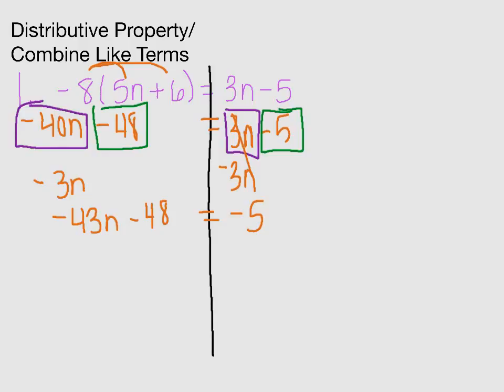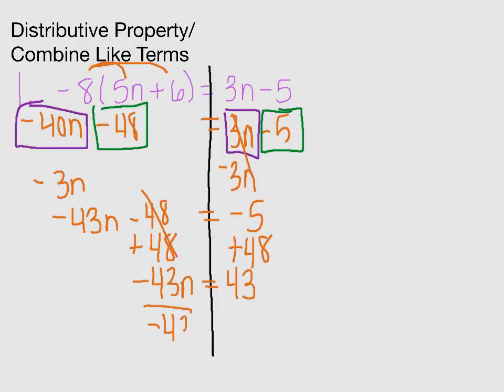Now it's a two-step equation, so I add 48 to both sides. My 48's cancel, and I'm left with negative 43n equals positive 43. Now I need to divide by my negative 43. My negative 43's will cancel, and I'm left with n equals 43 divided by negative 43 is negative 1.